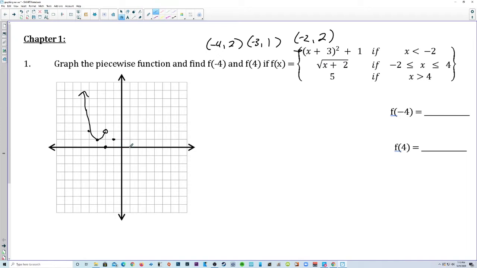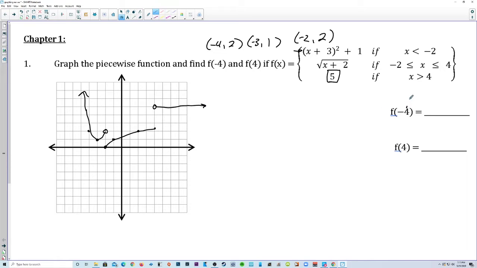And 1, 2, 3, 4 away will be the square root of 4, which is 2, 5, 6, 7. Well, we don't want to go that far. We only want to go to 4, which is the square root of 6, which is 2 point something. So I'm sure it's about right there. And we want that dot to be solid also. Now, once we get to 4, we're graphing y equals 5. 1, 2, 3, 4, 5. Open dot there, and all of those are going to be 5s to the right.